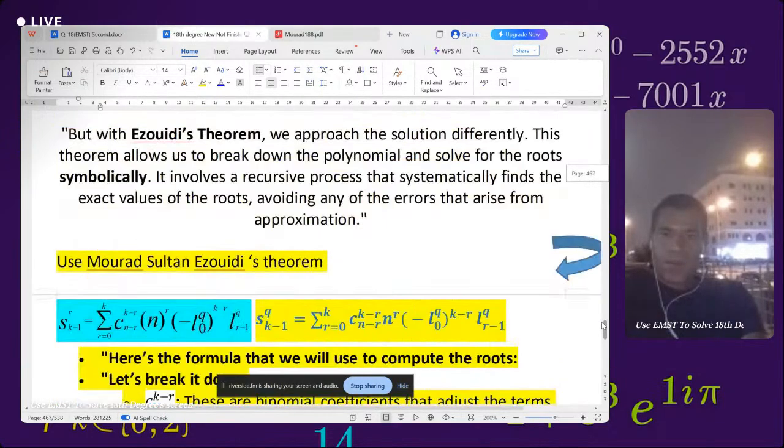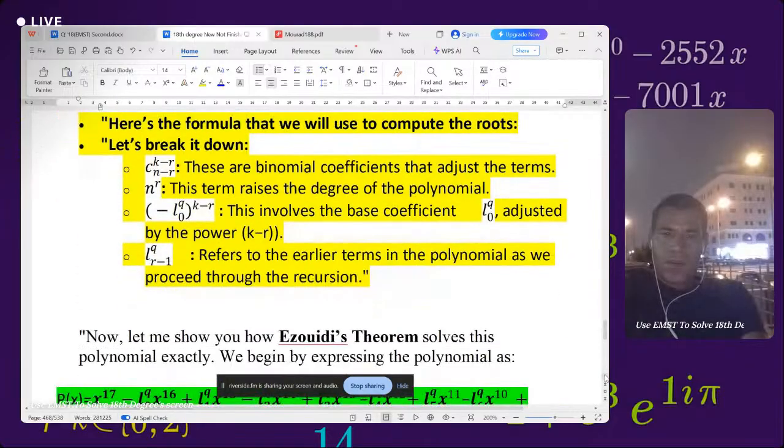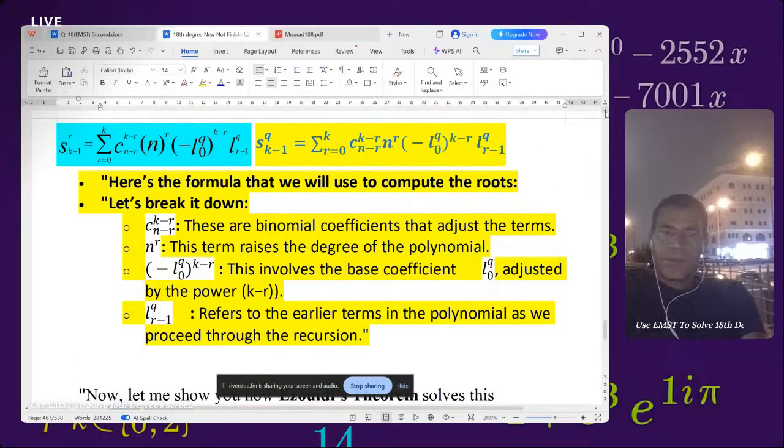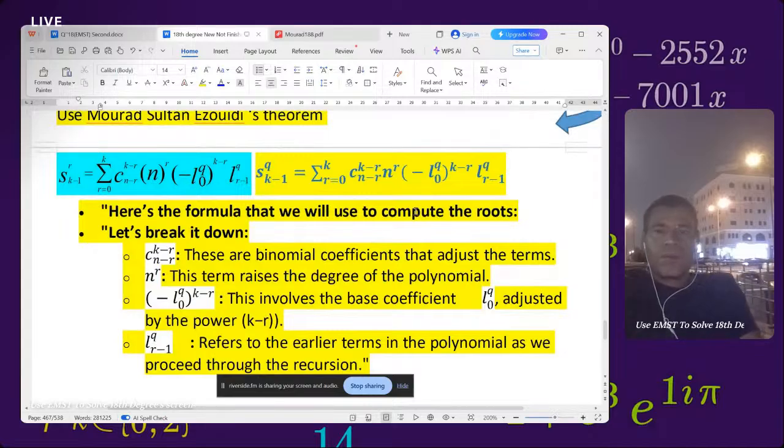We'll look at a specific degree 18 polynomial where this theorem shines. Exactly. We want to understand not just that it works, but how it works. And maybe contrast it a bit with those classical methods people might know. See what makes it so different, so powerful. Should be fascinating. It really is.